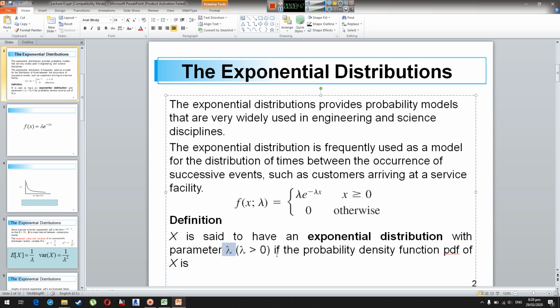I have already discussed in other lectures that every distribution will have a specific parameter. So that parameter for exponential distribution is lambda, which is the rate of occurrence of an event, and that parameter is also the same for the Poisson distribution, if the probability density function PDF of x is lambda e to the power minus lambda x.